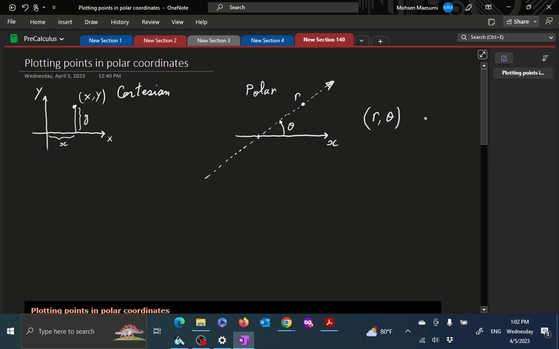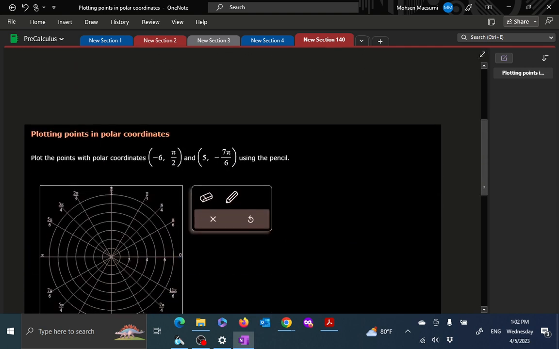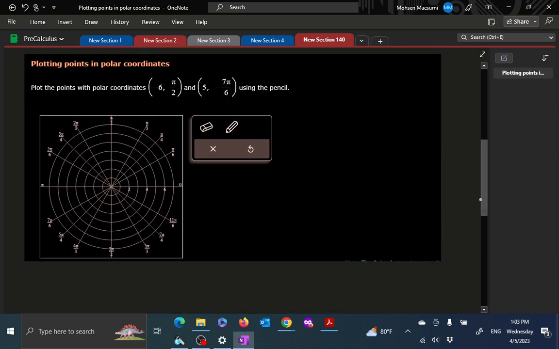So we have a set of simple exercises here just to plot a point. Let's go after this one, -6 and pi over 2. What does that mean? It means that we are going to take our x-axis and rotate it by pi over 2. When I rotate this by pi over 2, I come here. So that's my axis. Now on this axis, I'm going to find the point -6.